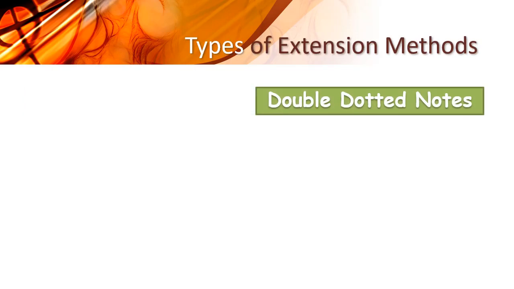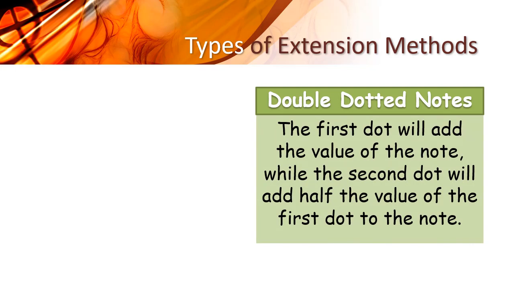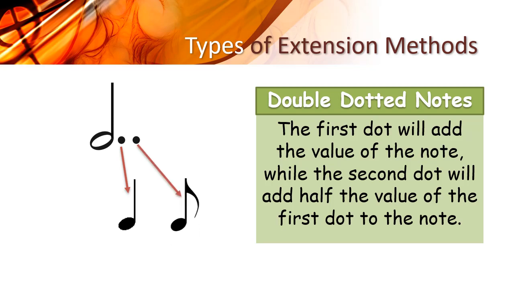So now let's go to the double dotted notes. For the first dot we add the value of half the note, like I said, while for the second dot we add the value of the first dot. So if we have something like this, where we have another half note with the double dot there, the first dot is going to be a quarter note or a crochet, because that is actually what it stands for. Adding half of the half note will give us a quarter note, and then the second dot, which is half of the quarter note, will be the 8th note.